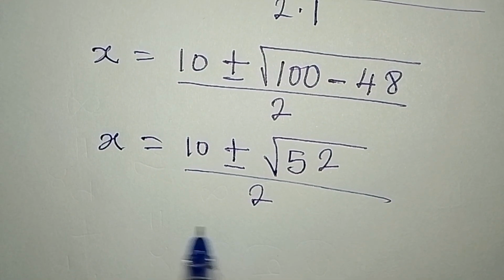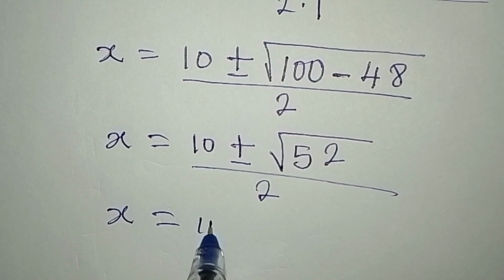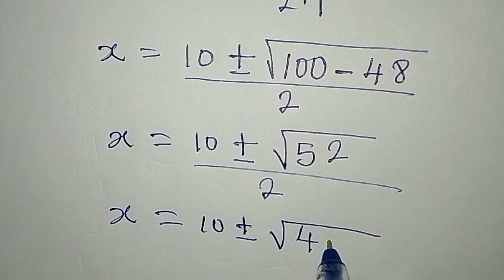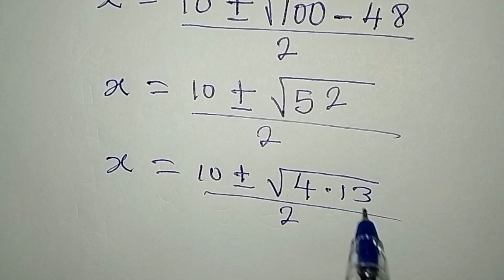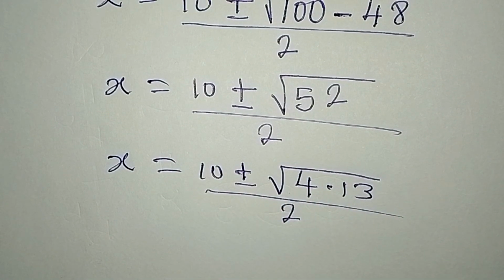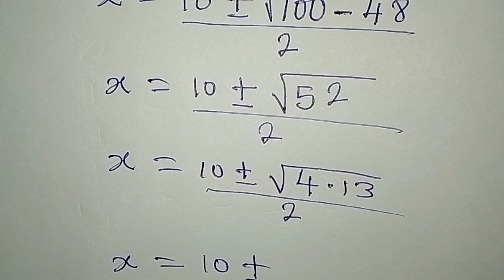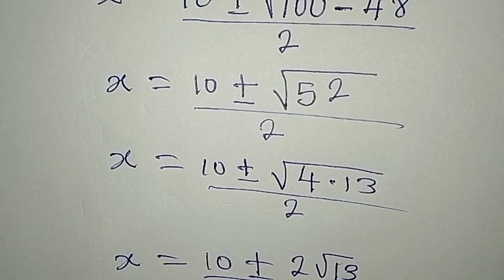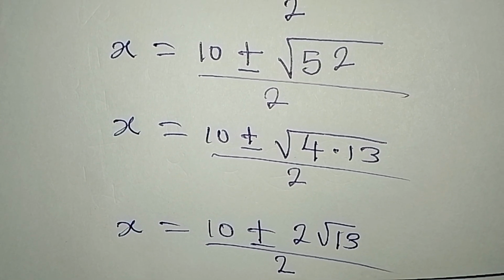To continue, we shall have x equal to 10 plus or minus the square root of 4 multiplied by 13, and then we have this over 2. Because 52 is 4 times 13, this perfect square 4 has to come out. So this means that x is equal to 10 plus or minus the square root of 4, which is 2, then we have root 13, divided by 2. Okay, so this is what we have. But we continue from here.